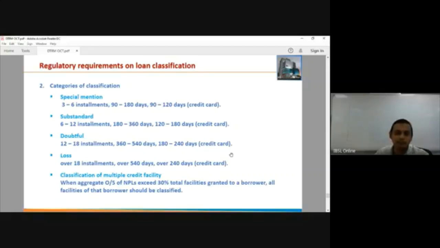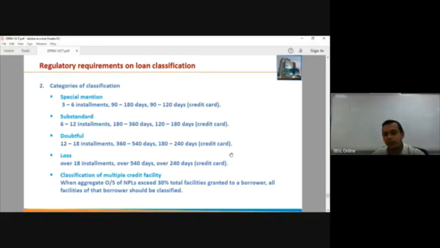So that is called borrower classification, right? So there are 2 types of classification, facility classification and borrower classification. So this is the break even. You check the defaulted outstanding compared to total outstanding. If it's more than 30%, the entire borrower is classified. Otherwise, only the defaulted facility is classified.